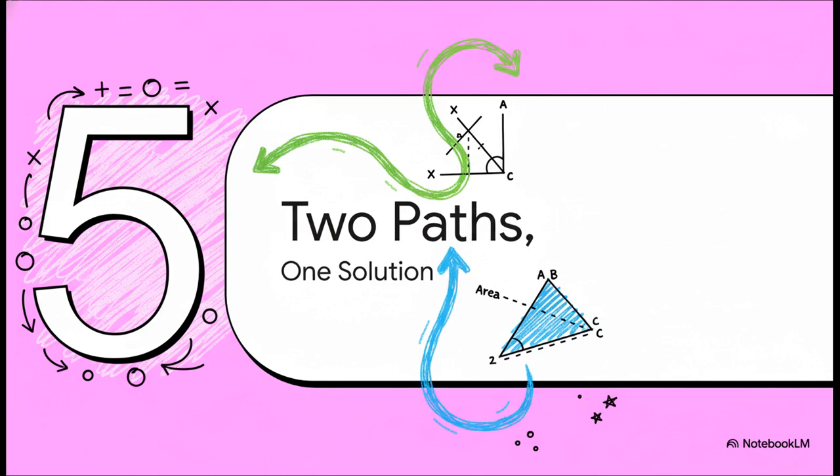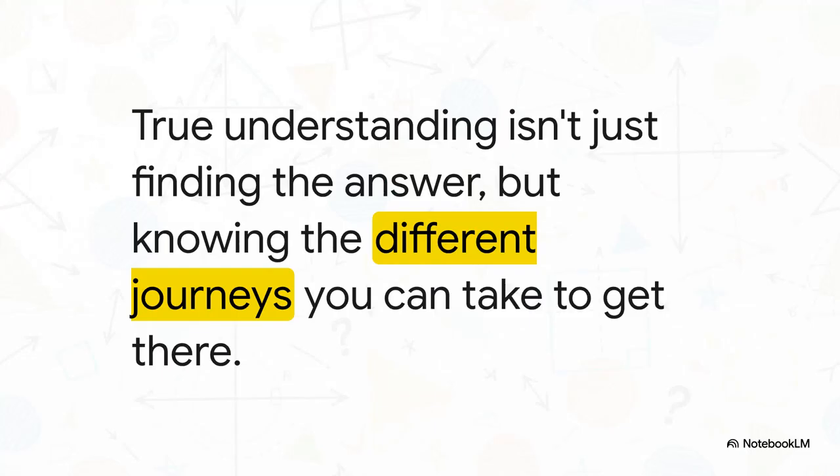But what's the big lesson here? For me, it's that true understanding in maths isn't just about getting the right answer. It's about seeing that there are often multiple beautiful ways to get there. The fact that the official mark scheme accepts both the gradient method and the Pythagoras method proves that. It shows that there's flexibility in how you can think about a problem.